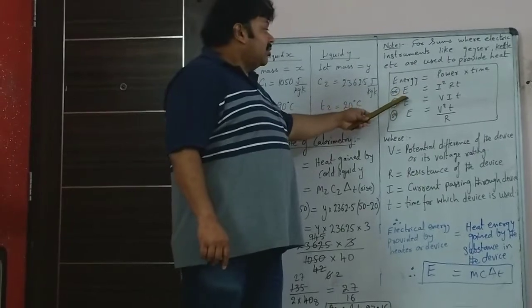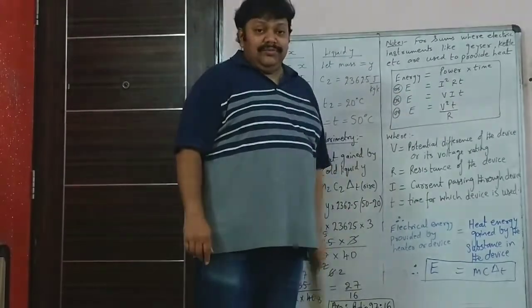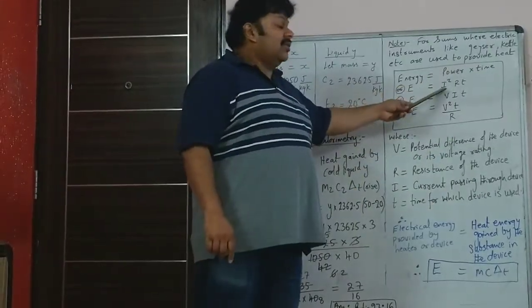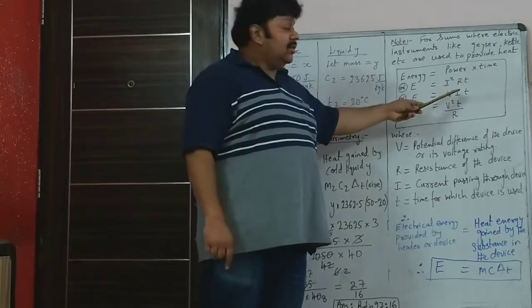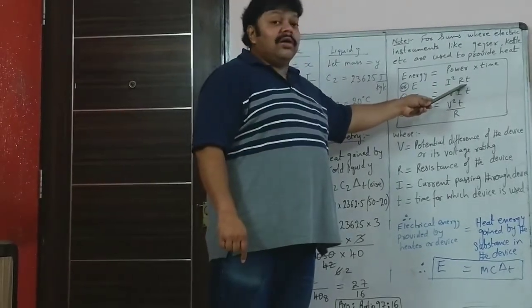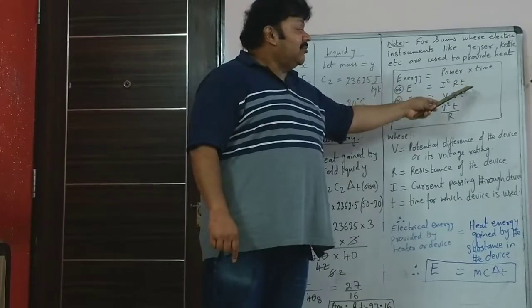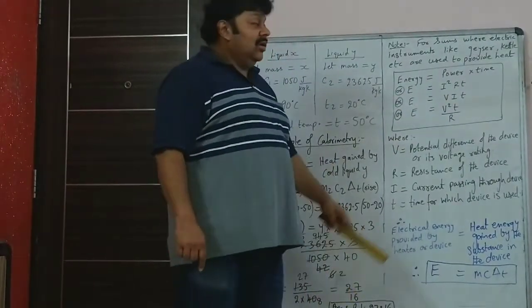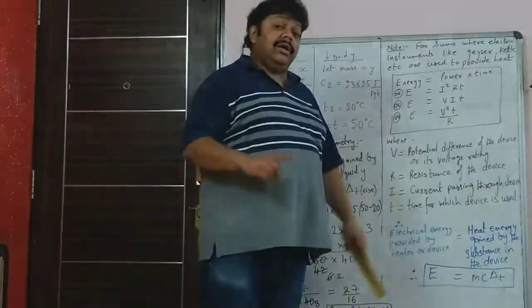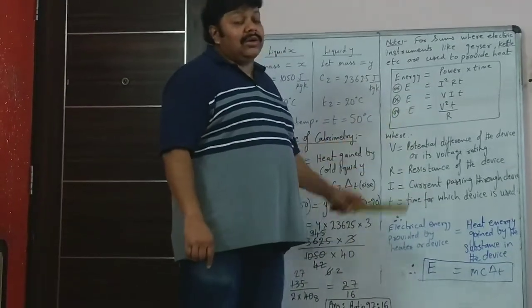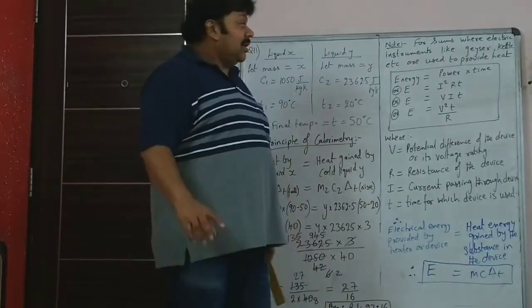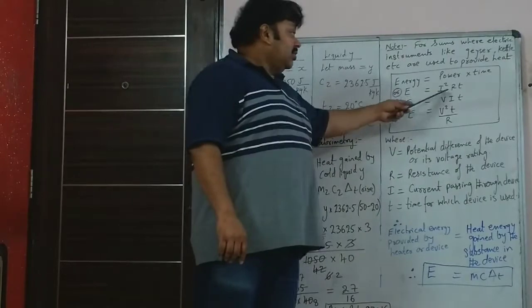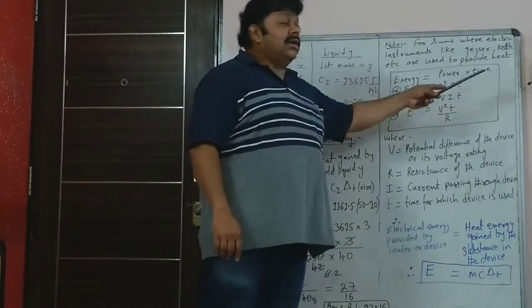Instead of that, you can use energy is I squared RT. That is, if you are given the current passing through the device, the resistance R of the device, and the time for which the device is on, then you can use I squared RT and find the energy provided by the appliance in that much time. This is used when you know I, R and T.